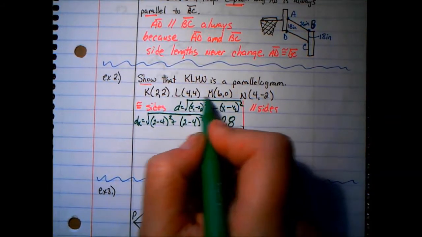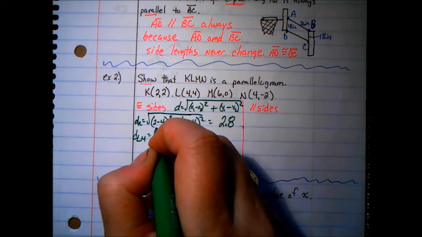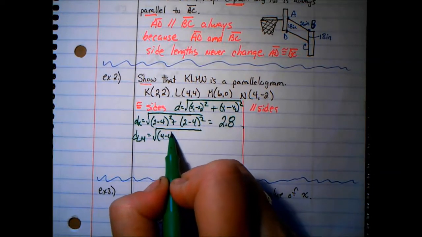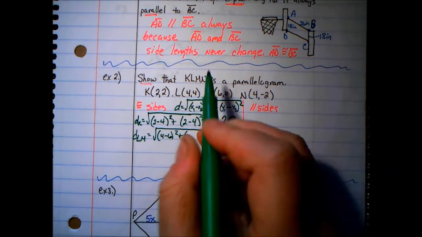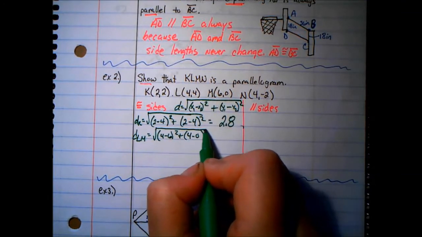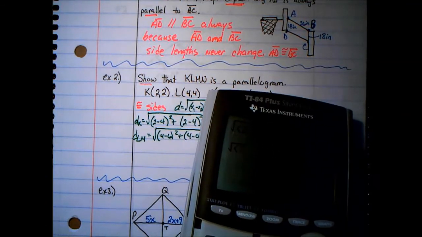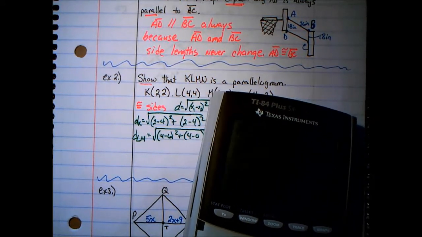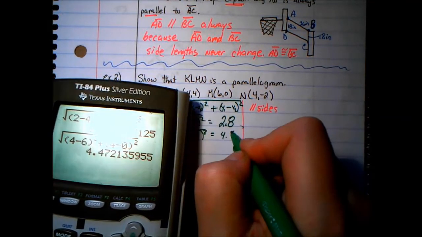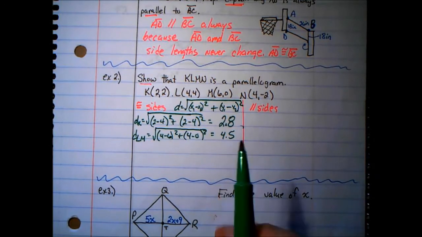If I do my next distance, I'm going to go with LM. If I look at LM, that would be a 4 and a 6. And then the y coordinates are a 4 and a 0. And I want to type those in my calculator. (4 minus 6) squared plus (4 minus 0) squared. And that basically gives me 4.5 as a side length, with a little bit of rounding taking place.